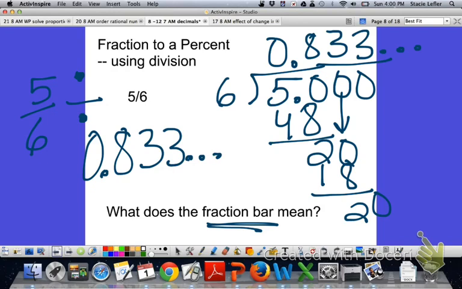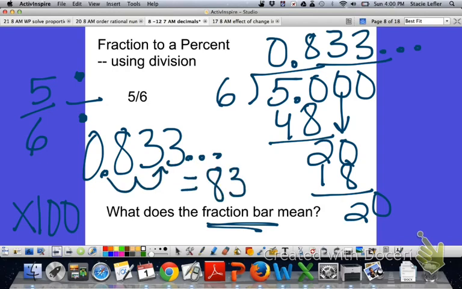And we can move our decimal over 2 places, which is the same thing as multiplying by 100. Remember, percent has to do with that number 100. So we move it over 2 place values to the right, and we end up with 83.3% rounded.